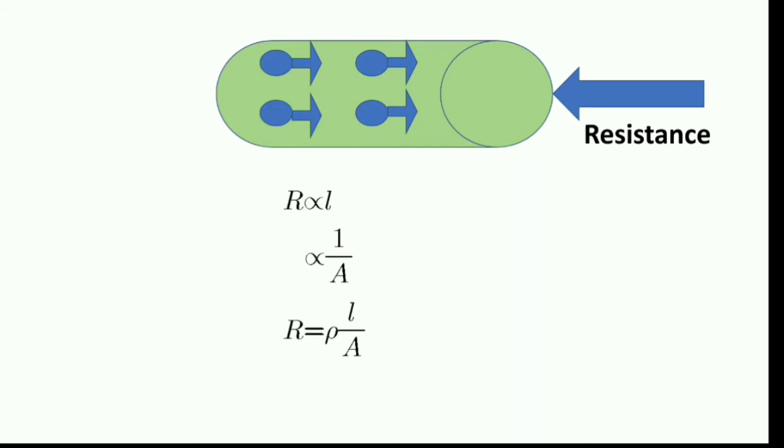So if we combine these two with a proportionality constant, we can write R, which is the symbol for resistance, equals rho times L by A, where L is the length of the conductor and A is the cross-sectional area of the conductor. And the unit of this resistance is expressed as ohm.